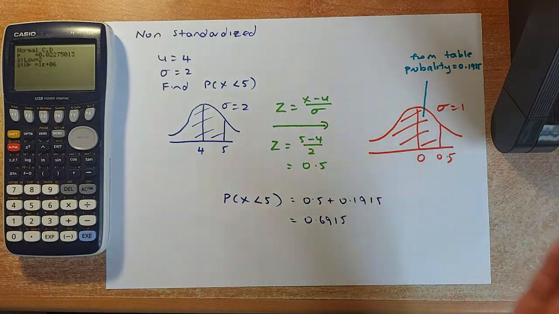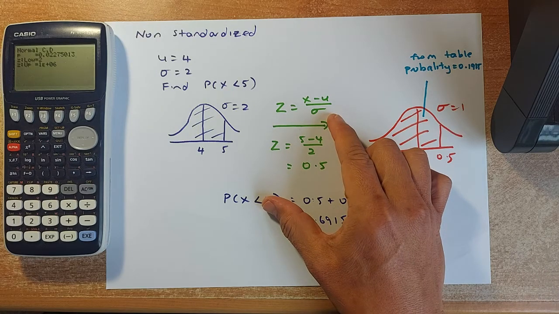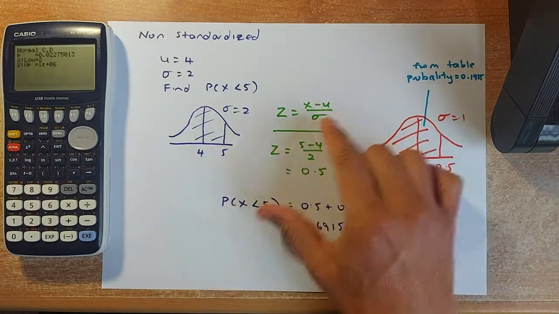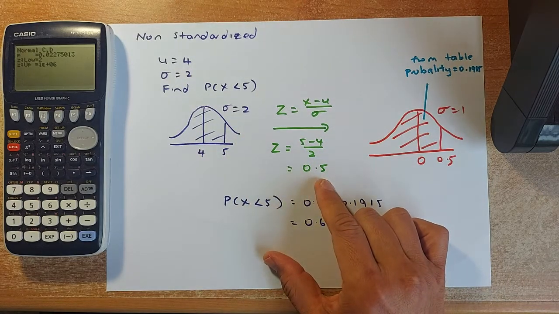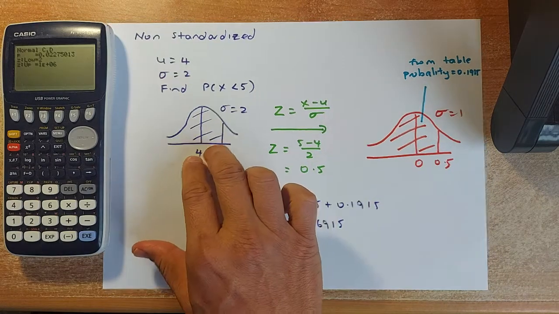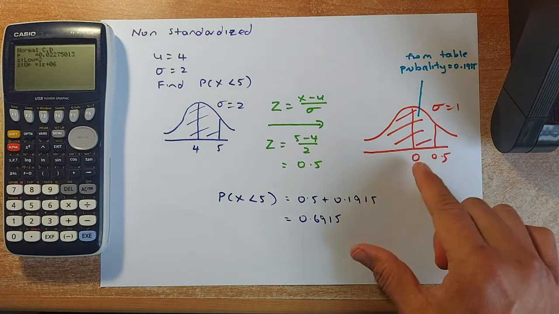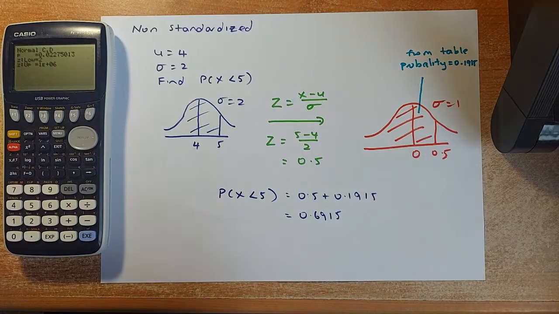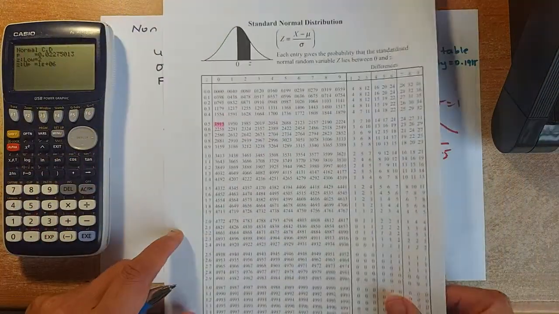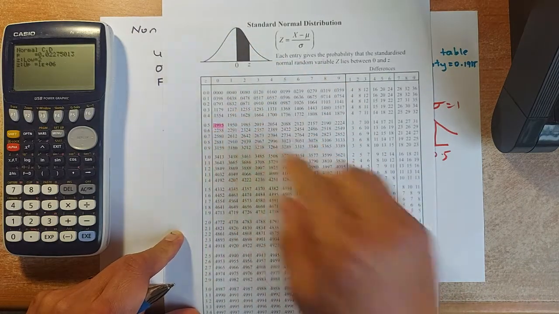to standardize. To convert, use the formula Z equal to X minus nu over sigma. So X is 5, nu is 4, so 5 minus 4, sigma is 2, and the answer is 0.5. So your non-standardized to standardized, it looks like that now. So 0.5 here, mean is 0, standard deviation is 1, and you need to find the table. So 0.5 from the table is 0.1915, and that is the area.